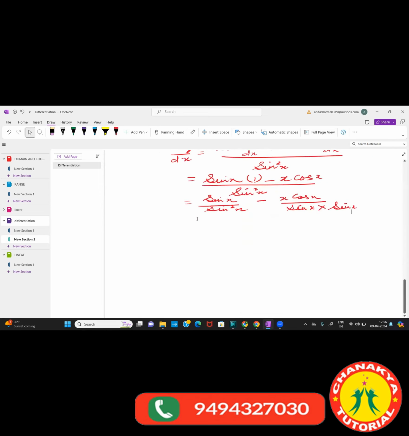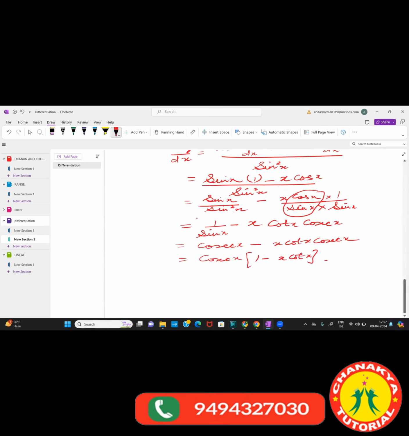Yeah, ma'am. Now one sin will cancel. You will get only 1 upon sin x minus x cos x upon sin square x, beta. It will be cot x. And 1 upon sin x will be equal to cosecant x. So cosecant x minus x cot x cosecant x. Now you can take cosecant x common. Then it will be 1 minus x cot x. Have you understood, beta? Yes, ma'am.